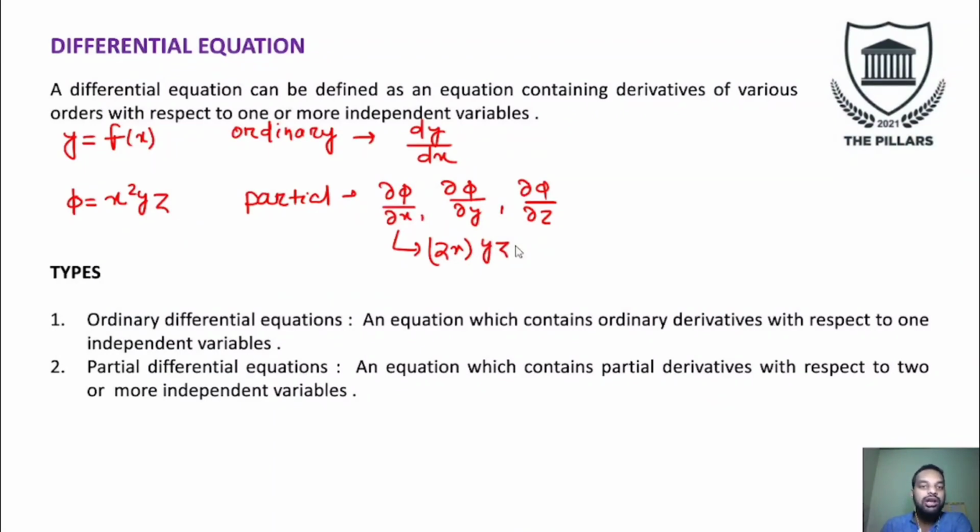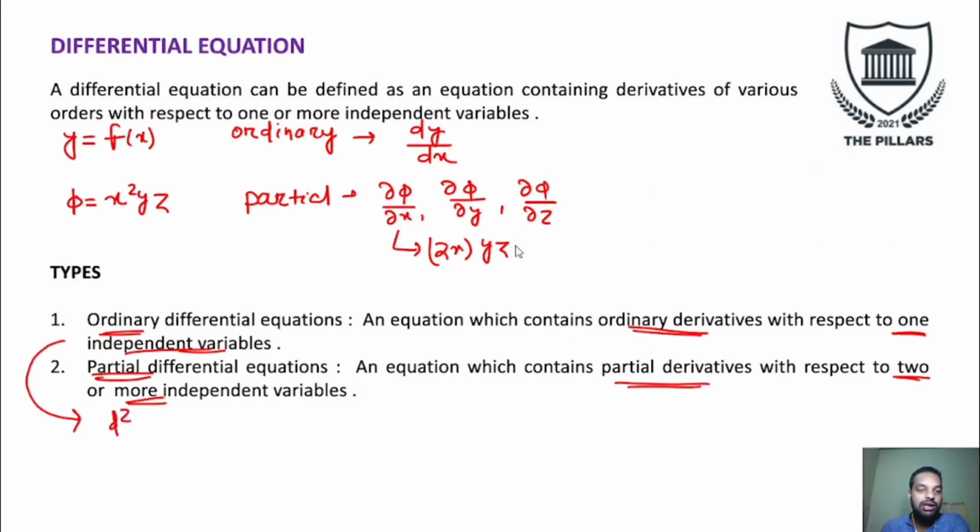Now this is ordinary differentiation, where we are differentiating y with respect to only one independent variable x. Depending upon these derivatives, we have two types of differential equations: ordinary differential equation and partial differential equation. An ordinary differential equation contains ordinary derivatives with respect to only one independent variable. But a partial differential equation contains partial derivatives with respect to two or more independent variables.